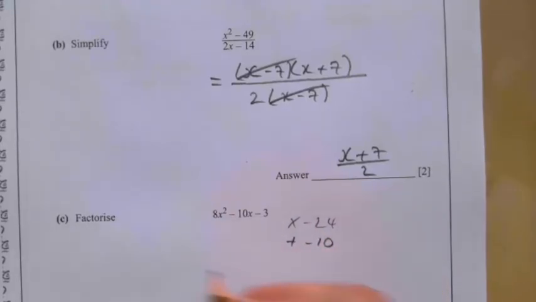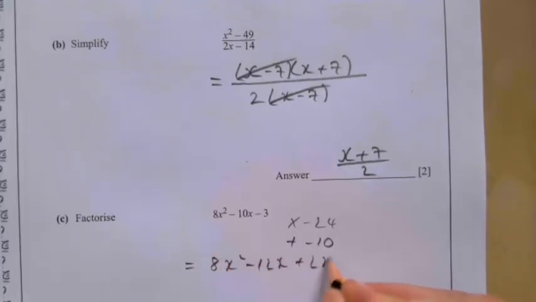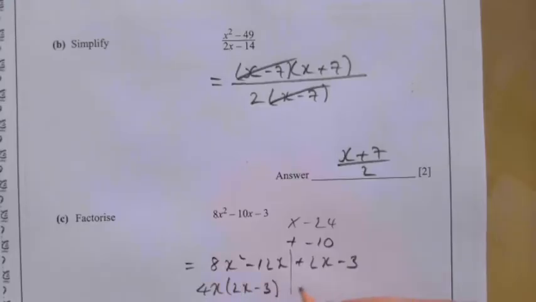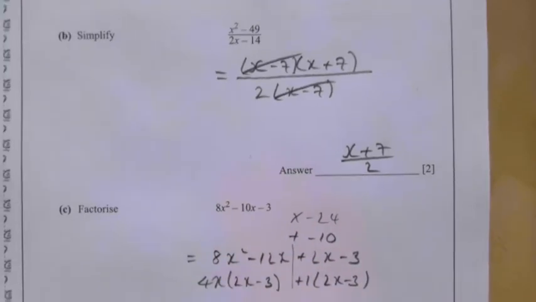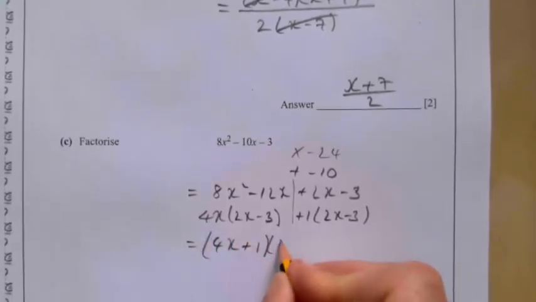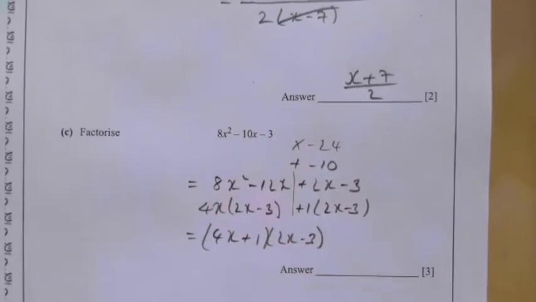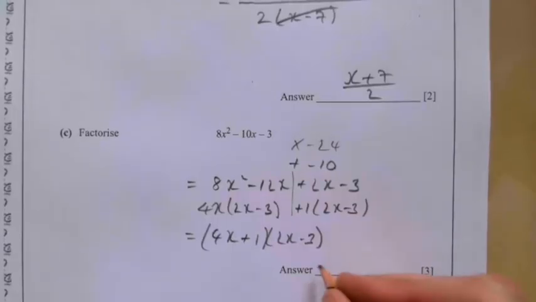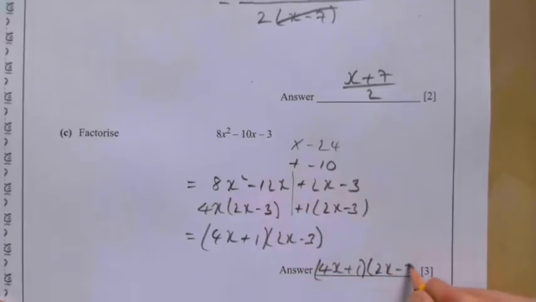So I'm going to split my middle term here to 8x squared minus 12x plus 2x minus 3. In the line here, factorize this bit, so it's 4x times (2x minus 3) plus 1 times (2x minus 3), and that gives me then (4x plus 1)(2x minus 3). So we just write that in, what the answers are soon. (4x plus 1)(2x minus 3).